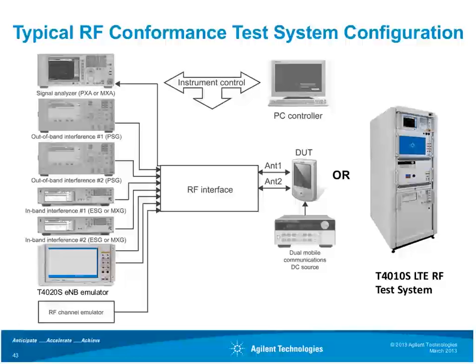And here on the right is an example of a RF test system, the Agilent T4010S. It's a solution for LTE RF conformance testing. This conformance test system provides a comprehensive set of tools that help the user through the process of testing to the conformance standards. And it can be used for pre-conformance before you end up taking your device to the lab to be tested, of course.